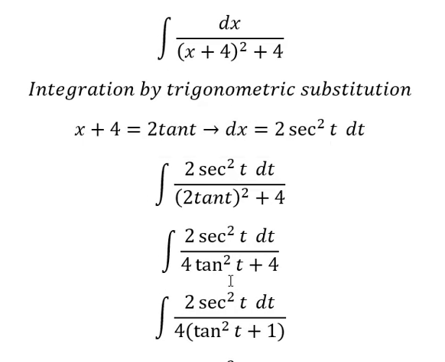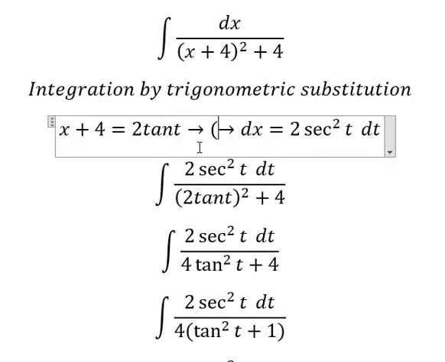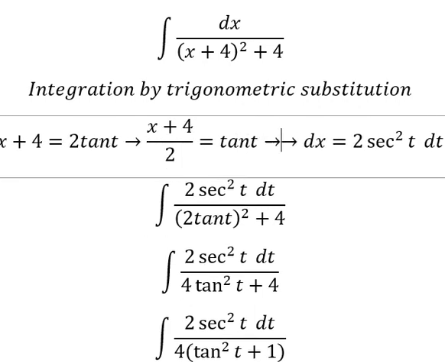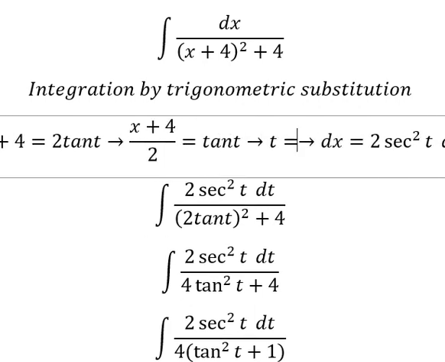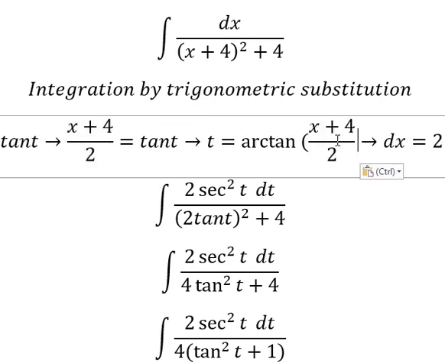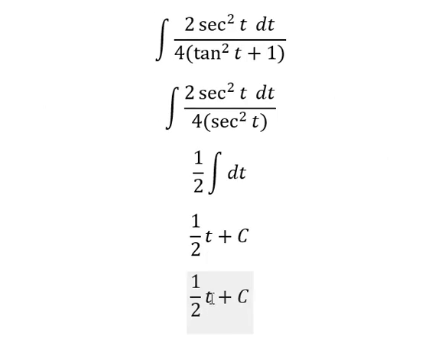About t, that is about this one. So we divide both sides by number 2. And we have t equals arctan of this one. So we put this one to replace t.